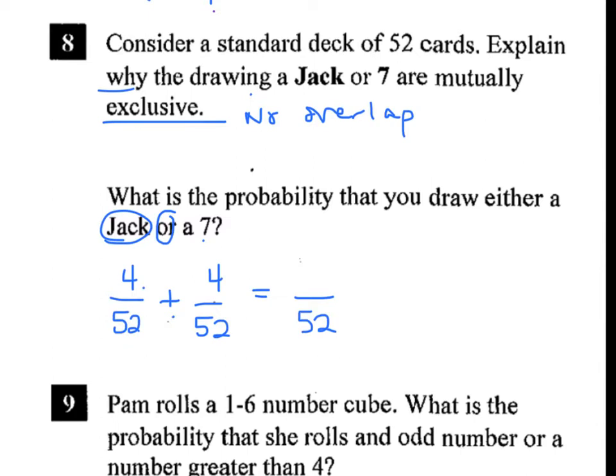4 plus 4 is 8. So altogether that's 8 out of 52, or if we reduce it, it reduces to 2/13. Or if you divide those, you get 0.15 or 15%.